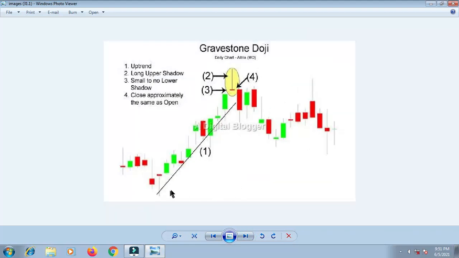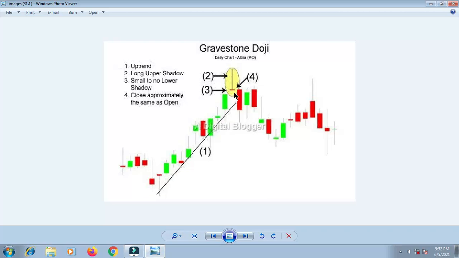See, this is an uptrend, the price is going up, and we found the Gravestone doji exactly at the top of the price action. If this doji was found somewhere in the middle or at the bottom or at the opposite ends, then it wouldn't have been that reliable. So whichever pattern we are forming, it has to form according to the type of pattern it is.